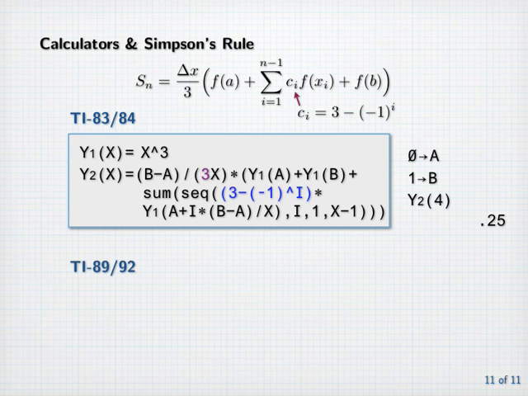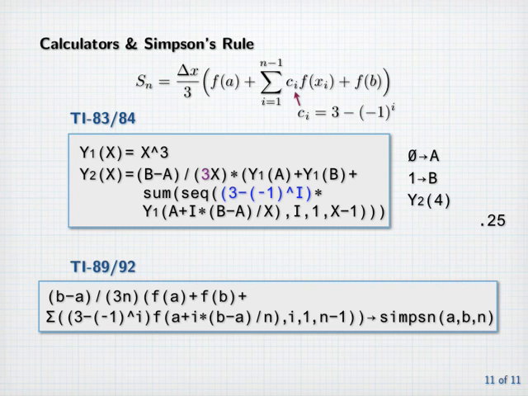On an 89 or 92, we'll call this function Simpson, SIMPSN, and again let's highlight those same differences in the formula. You have your coefficient of 3 minus negative 1 to the i, multiplying the function values inside of the summation, and b minus a divided by 3 times n, which is 1/3 of delta x out front. And now if we store x cubed as f of x, and then type Simpson of 0, 1, 4 with those commands separated by a colon, we'll again get the Simpson's rule approximation using 4 subintervals, which again equals 0.25.